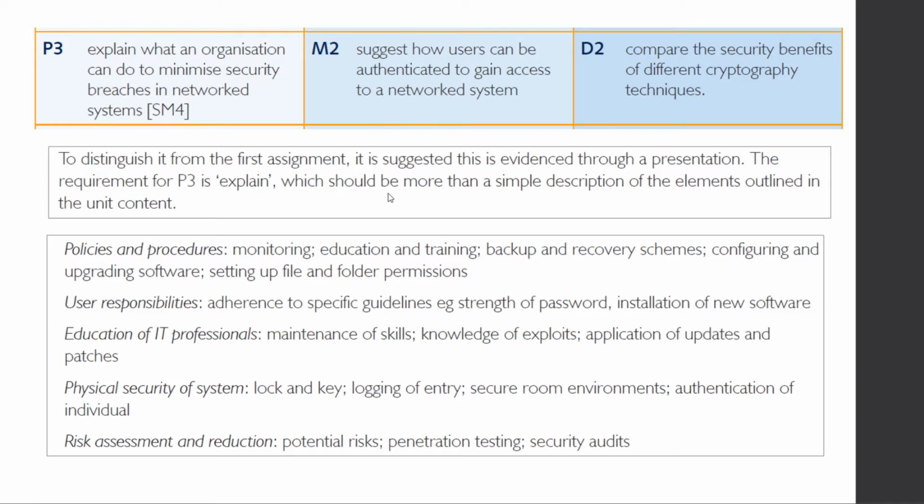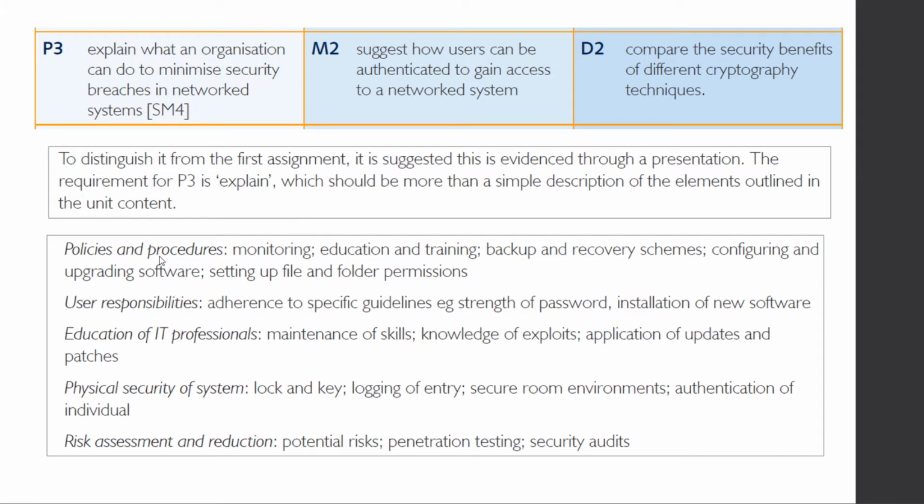It says it should be more than a simple description though, so it has to be an explanation. It does say explain, and in the content it actually says explain. That doesn't mean you can just say this is what this is, and then leave it. You have to explain how this works. Why does it help reduce the risk? Why is this beneficial? So it's split up into 5 different categories.